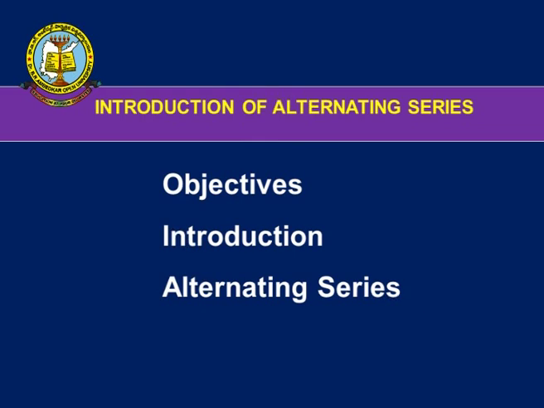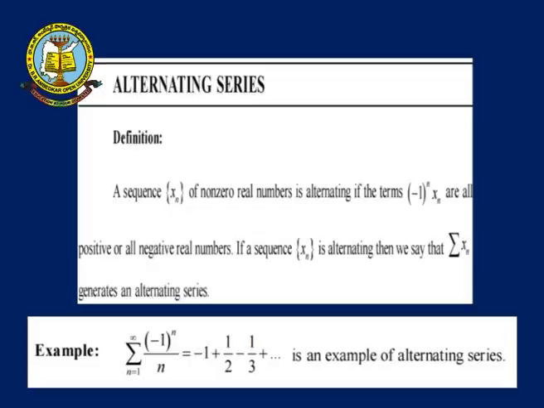Now, another concept is the introduction of the alternating series. In this introduction, we are going to discuss the objectives and the alternating series concepts. An alternating series means a sequence {xn} of non-zero real numbers is alternating if the terms (-1)^n xn are either all positive or all negative real numbers. If some of the terms are positive and some are negative, then this sequence is called an alternating sequence.